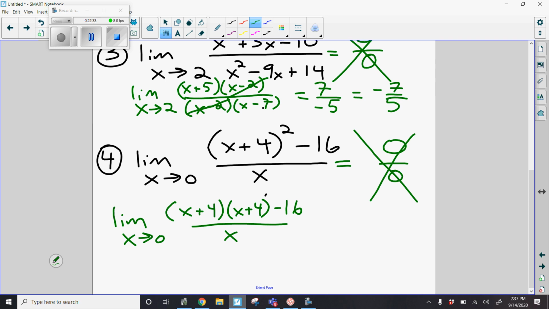Now, there's nothing I can cancel right here. I can't cancel those x's because there's not an x in every term. But what I'm going to do is FOIL this out. So here's what I'm going to get. I'm going to get x squared. I'm going to do my outer. X times 4 is 4x. I'm going to have another 4x, so that's going to be a total of 8x. And last, I'll get plus 16. But don't forget, I still have this minus 16.